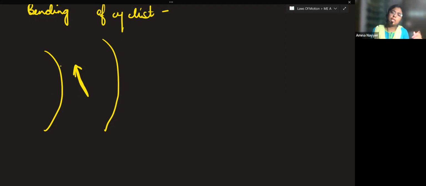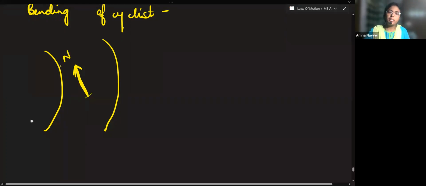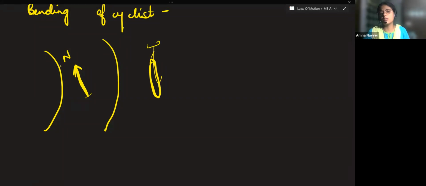If he's moving towards the left, he'll bend himself towards the left side, like this. So that is bending of cyclist. This becomes the normal reaction because this is the contact with the ground. If the wheels of the cycle are like this, if you look at it from this position, they'll appear like this. The rest of the cycle and its parts will appear like this. So if you look at it from here, this part will be providing the normal reaction. So this becomes the normal reaction.